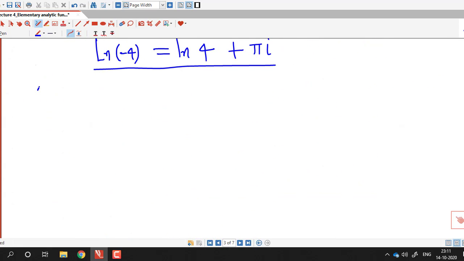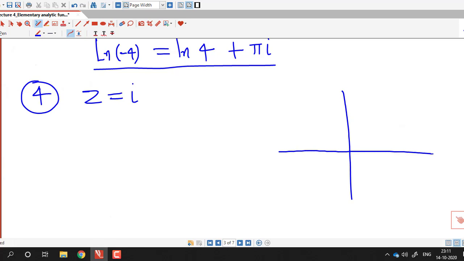So we take z equal to i. The complex number i is on the positive y-axis, suppose somewhere here. So we require the angle made by this vector with the positive x-axis, which is pi by 2. So the principal argument will be pi by 2 and the general argument will be pi by 2 plus 2n pi.